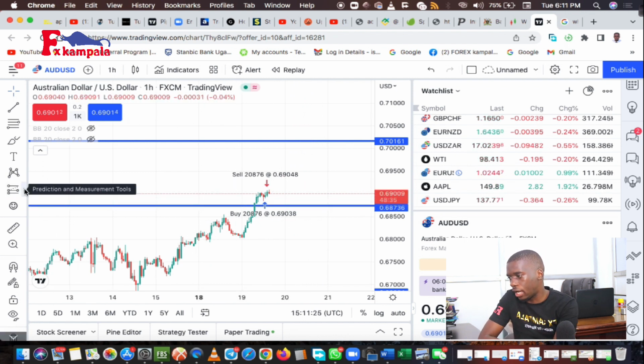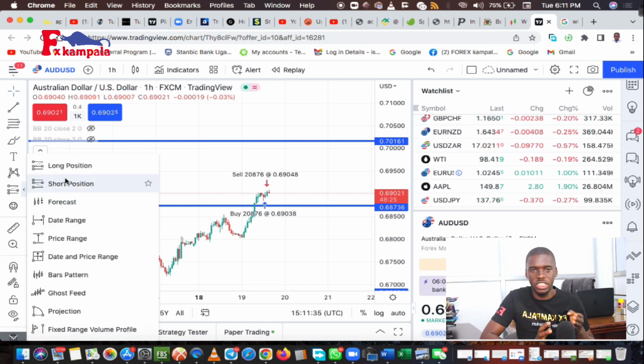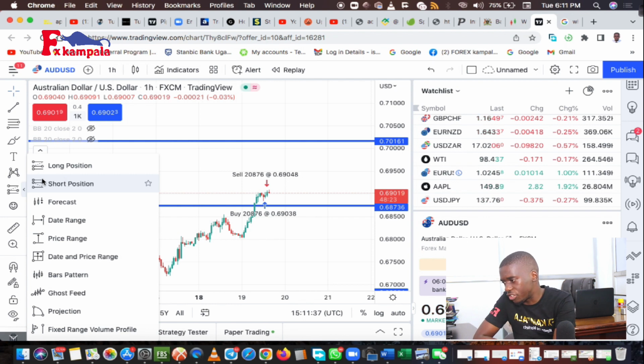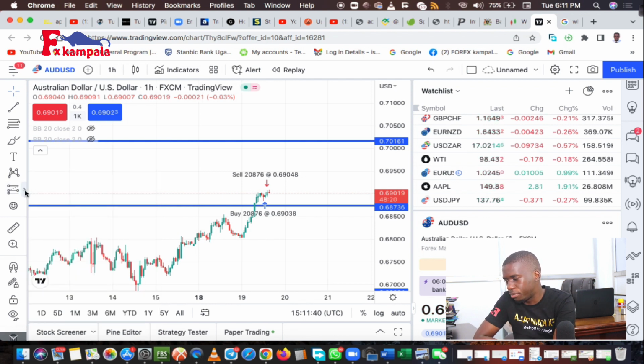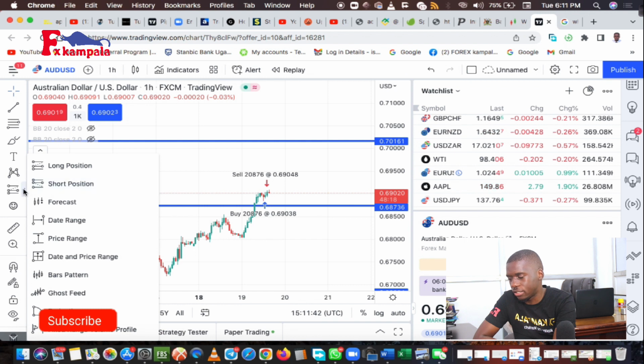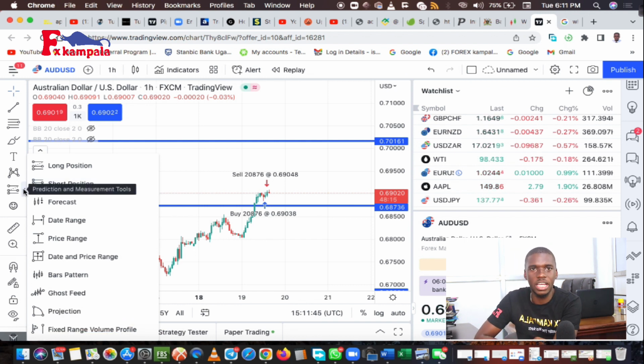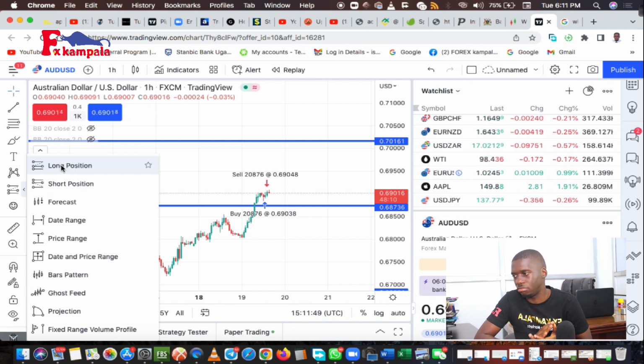This tool is called the prediction and measurement tool, just like the way you see it. Click on it, prediction and measurements. There is always this arrow here that you see that puts it back and brings it. When you click on it, it will display the entire features that you can use under this section. If you're going in for a buy, then you click on long position; sell, short position; and all that, forecast, date range, and all that. But our main interest is the long, because we are going in for a buy.